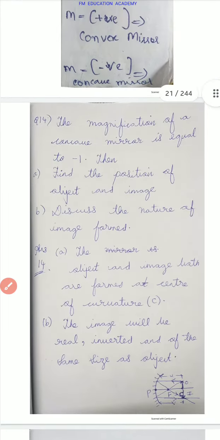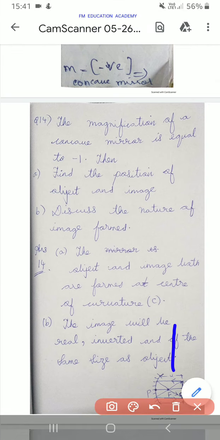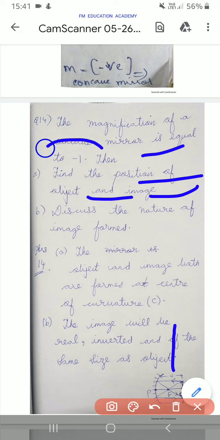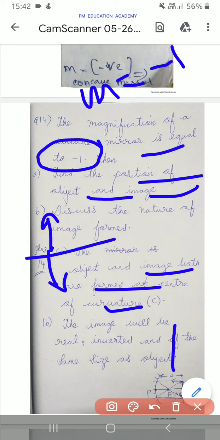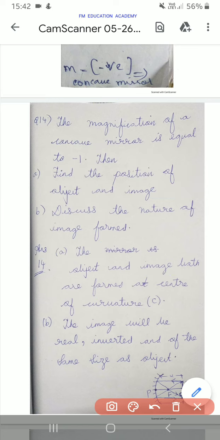Then the magnification of a concave mirror is equal to minus 1. Then find the position of the object and image. Since the magnification is minus 1, remember the object and image both are formed at the center of curvature. Whenever m is equal to minus 1, this is my object suppose, this is my image suppose, both are formed at the center of curvature.